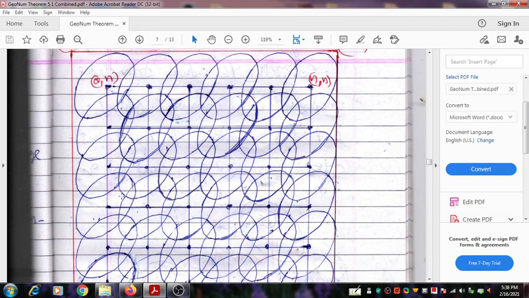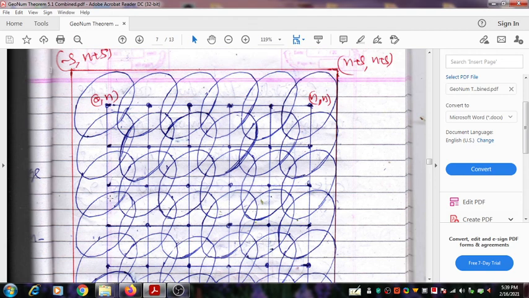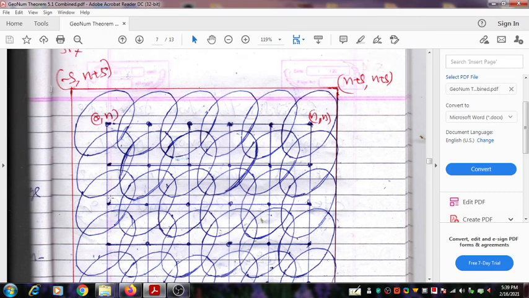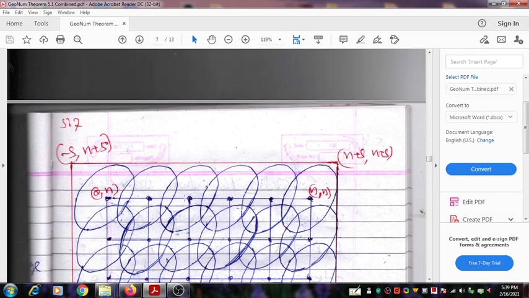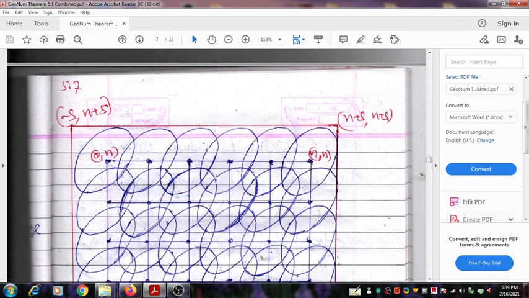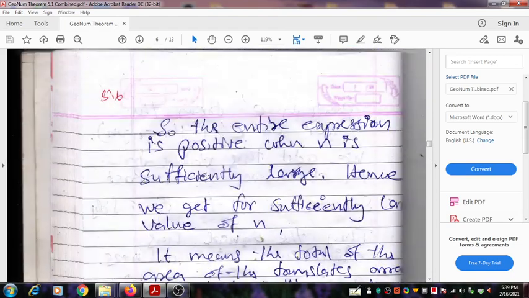Each of these translates has area a prime, right? If you take a prime as the area of the translate, you know that value is greater than 1. We have confirmed that its area is a quantity greater than 1. Because all of them have the same area, the total is n plus 1 square into a prime.